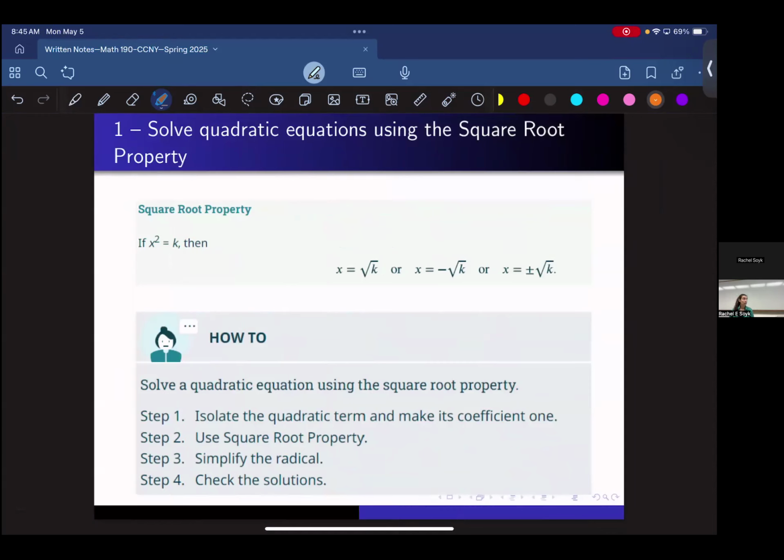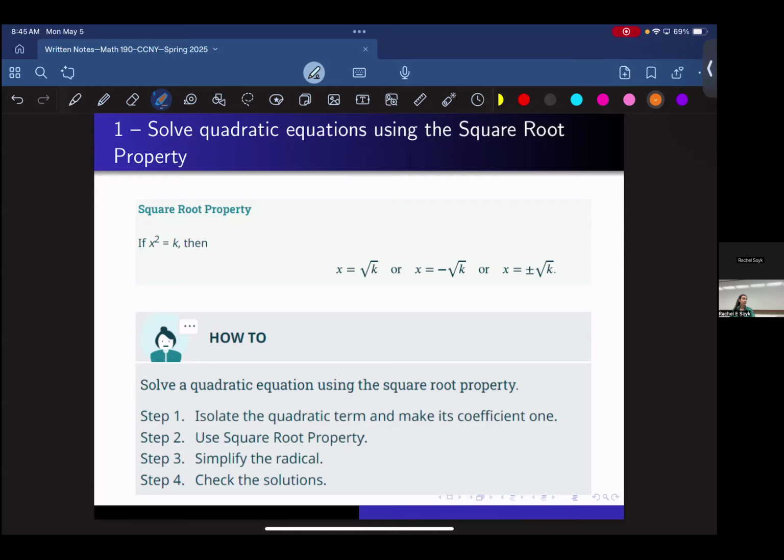So first objective, using our square root property. This is the most straightforward, and when we get into completing the square, we're going to eventually use the square root property within completing the square to find your possible values of x. But what do you do here?